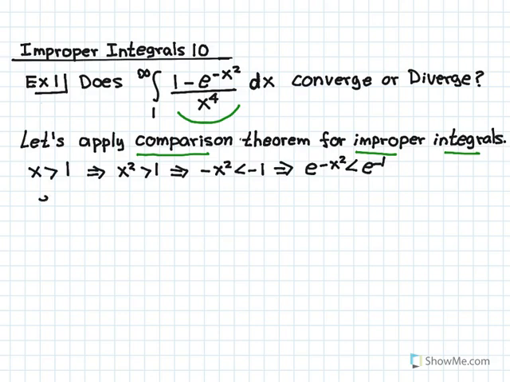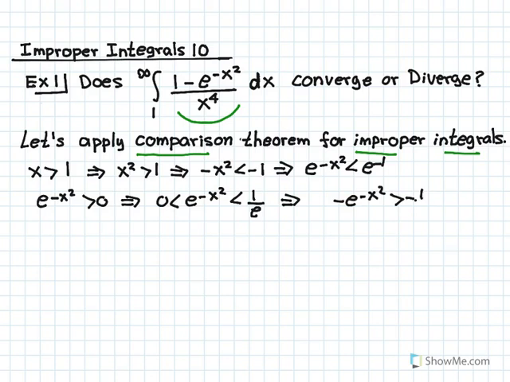We also know that e to the minus x squared is larger than 0. So that implies that e to the minus x squared is less than 1 over e and is larger than 0. Now let's multiply everything by negative 1. We get minus e to the minus x squared. Switch the sign. That's larger than negative 1 over e and less than 0.